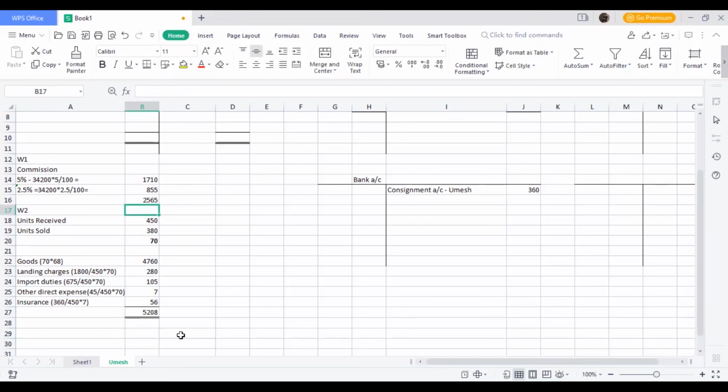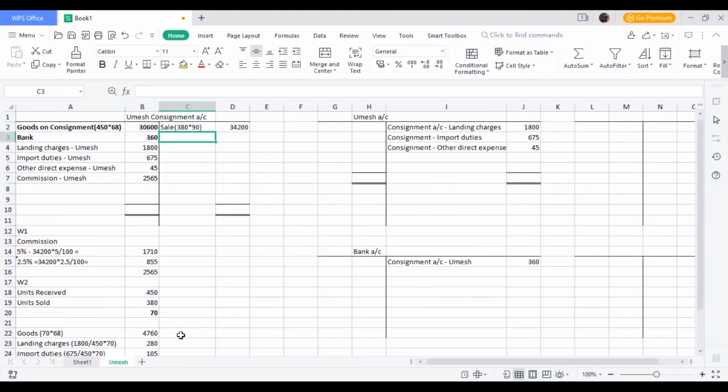So I'll take this carried down on the credit side because this is a balance which I can take for the next month on the debit side, because normally goods on consignment start with a brought forward balance on the debit side, which means carried down should come on the credit side. So 5208. Now I'm going to take the total this side. 34,200 plus 5,208 will give me a value of 39,408.